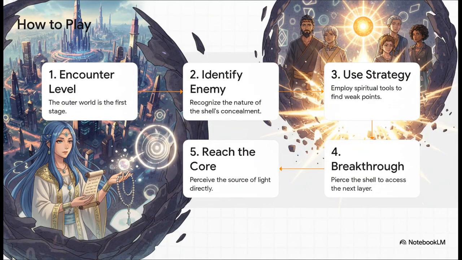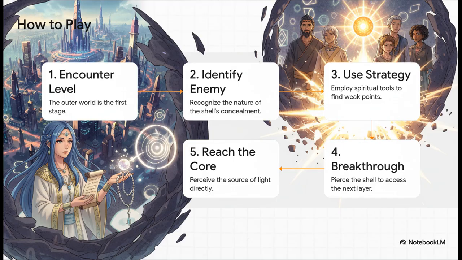So how do you play? Well, level 1 is you encountering the physical world. Now, your enemy isn't some monster, it's the concealment itself, the nature of the shell. So you develop a strategy. You use your spiritual tools, things like good deeds, prayer, simple awareness, to find the weak points, the cracks in the shell, and then break through. You pierce that layer, and suddenly you access the next, more luminous level inside, and you keep going until you finally reach the core.